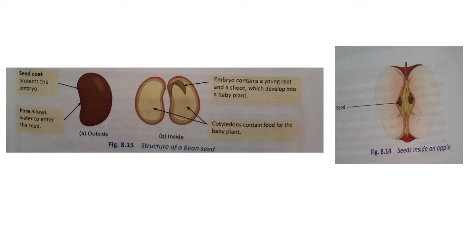An embryo contains a young root and shoot which develop into a baby plant. Cotyledons contain food for the baby plant. This is the structure of a seed. Have you understood, students?